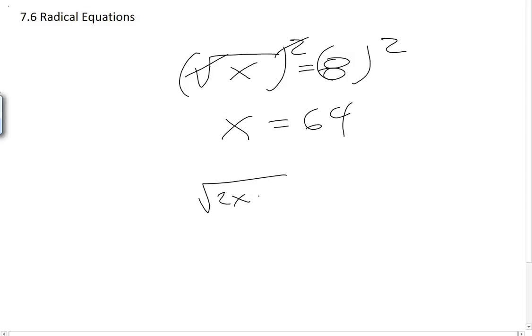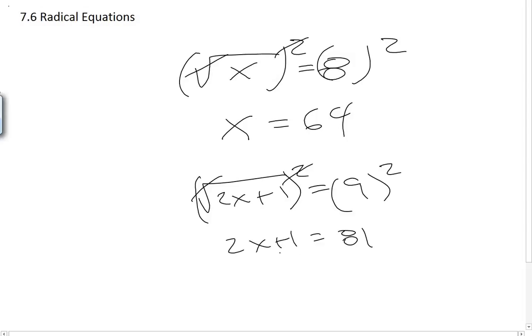Fine. But the idea is that maybe we'll have more underneath the radical. So maybe I have something like the square root of 2x plus 1 equals 9. I can't subtract the 1. I can't divide by 2. All of this is trapped inside of the radical. So the idea is that I want to undo the radical in order to isolate the variable. I have to square both sides once the radical is alone so that the radical can cancel out on the left. And then on the right, I end up with 9 squared, which is just 81. So I have 2x plus 1 equal to 81, and now it's an equation that I can solve.